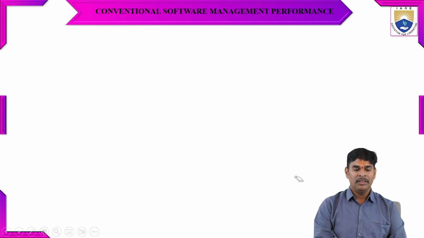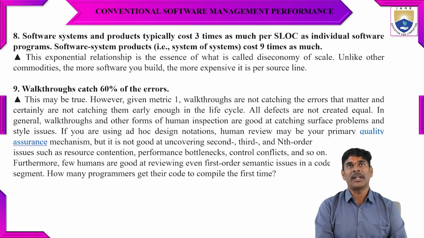And the next one is that software systems and products cost 3 times as much per SLOC as an individual software program. Software system products cost 9 times as much. It means we need to verify the different types of scaling and the diseconomy of scale, so that based upon the number of lines in a project, the cost will be high or low. A project with a very high number of lines of code will cost very high. So we need to verify the SLOC in the project, and based upon the SLOC, we calculate the cost of the project.